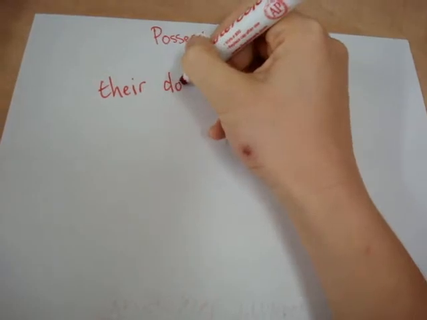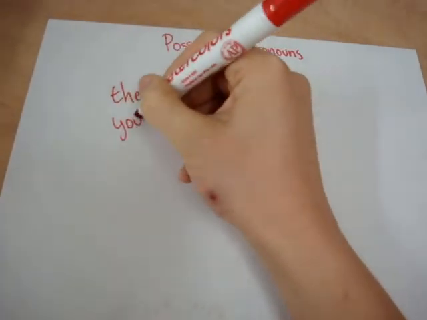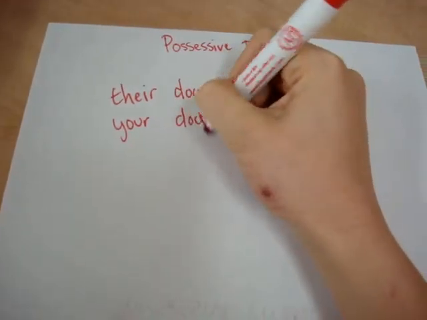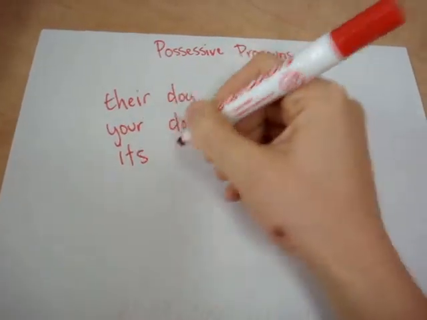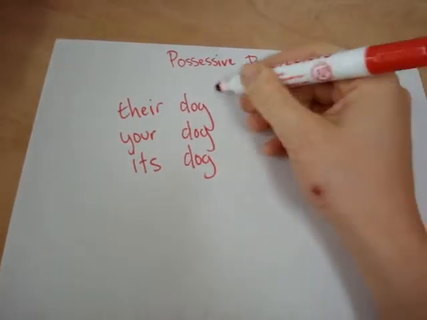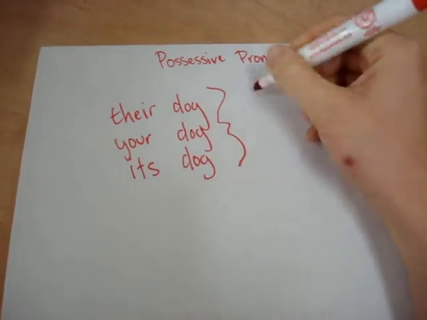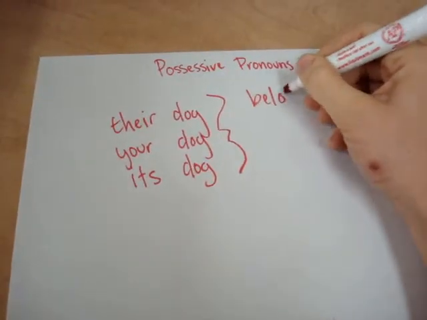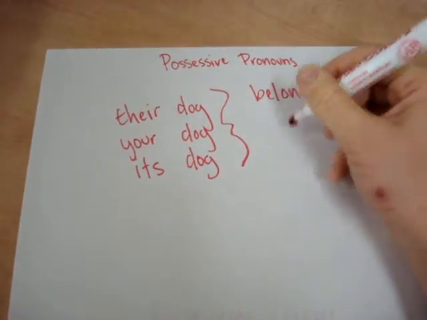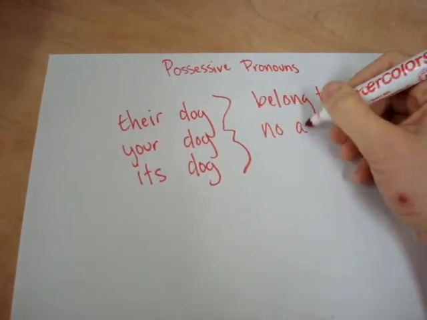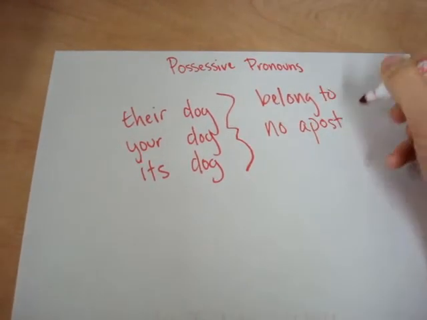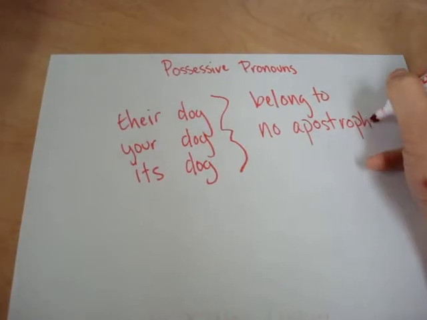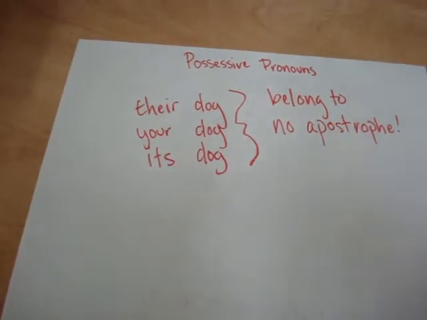We could say their dog, or your dog, or its dog. Each one of those indicates that the dog belongs to someone. Either the dog belongs to them, or the dog belongs to you, or the dog belongs to it. There are no apostrophes in possessive pronouns.